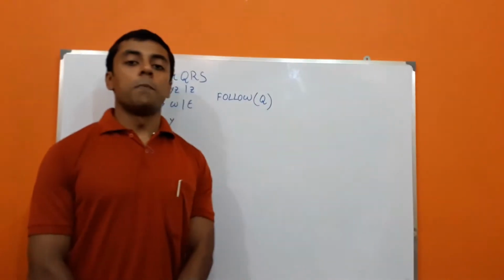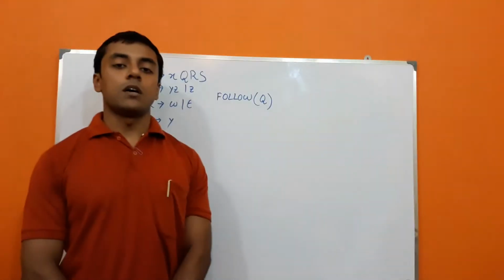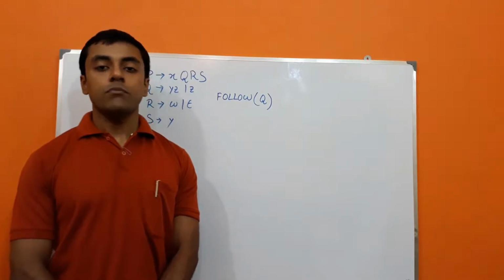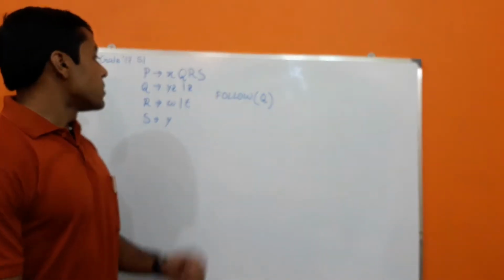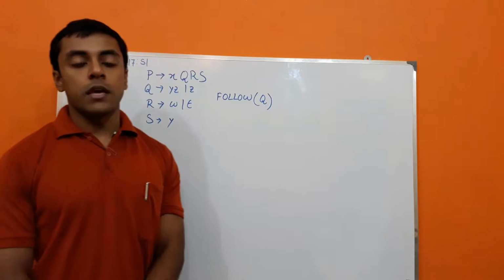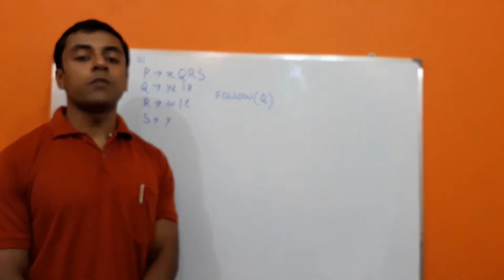This question is from GATE 2017. This is on compiler design. We have a particular grammar with some productions and we have to find out the follow of Q.